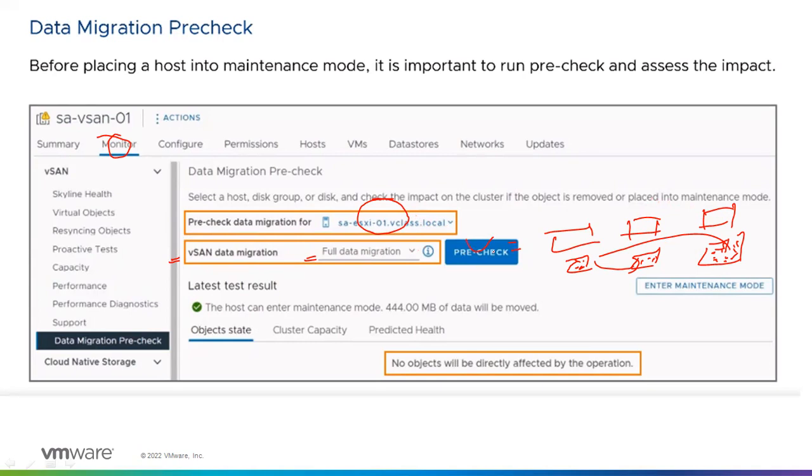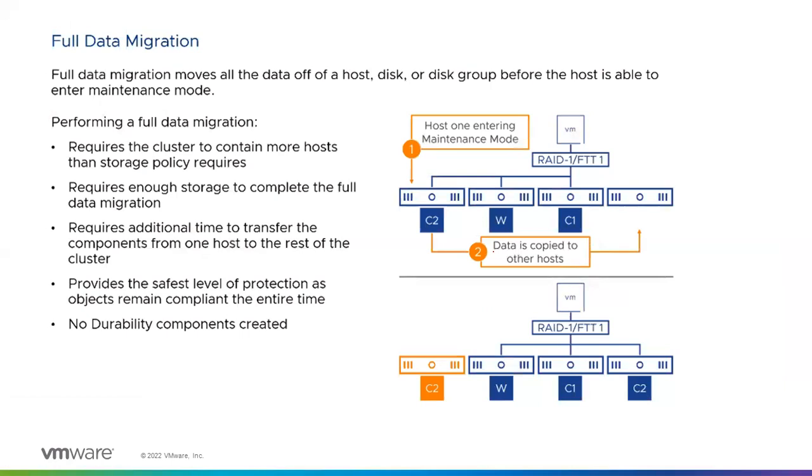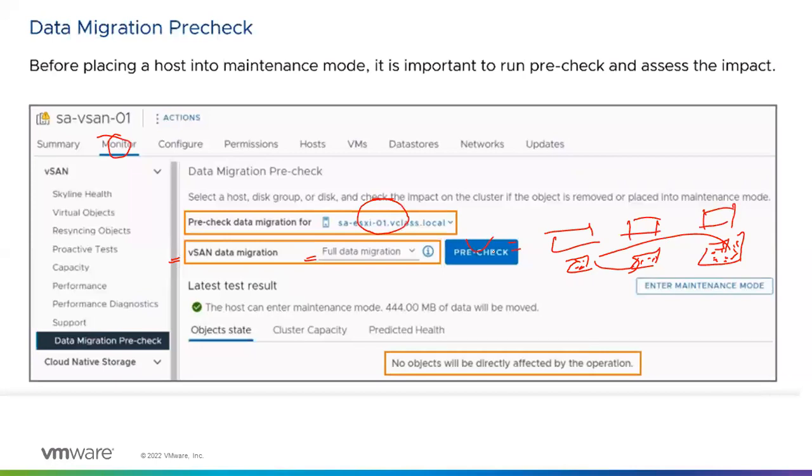Best practice says before putting a host into maintenance mode, run a vSAN data migration pre-check. If it's okay, then fine, you can put the host into maintenance mode. Okay, sir, in some cases, if one of the hosts is in maintenance mode, will it fail the pre-check or will it pass? No, it will let you know the status before putting the host into maintenance mode.